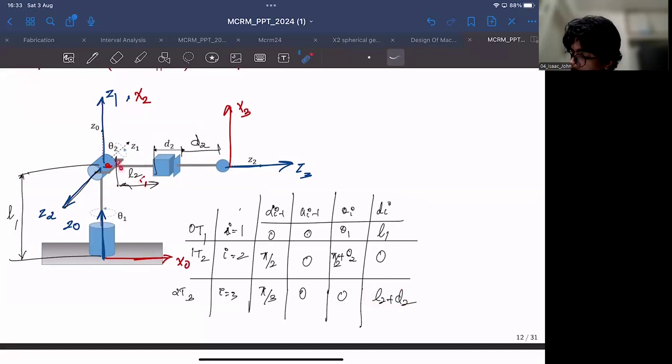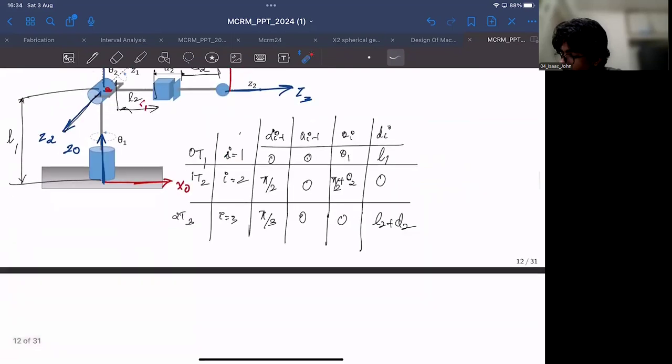Depends if you have a physical link length here or you consider your prismatic joint to be starting from this point itself. Whether you define D2 from here or from here, that is all it matters. You can define it however you want. It's not a big deal. There are multiple ways to do that. Okay, so that is about it.